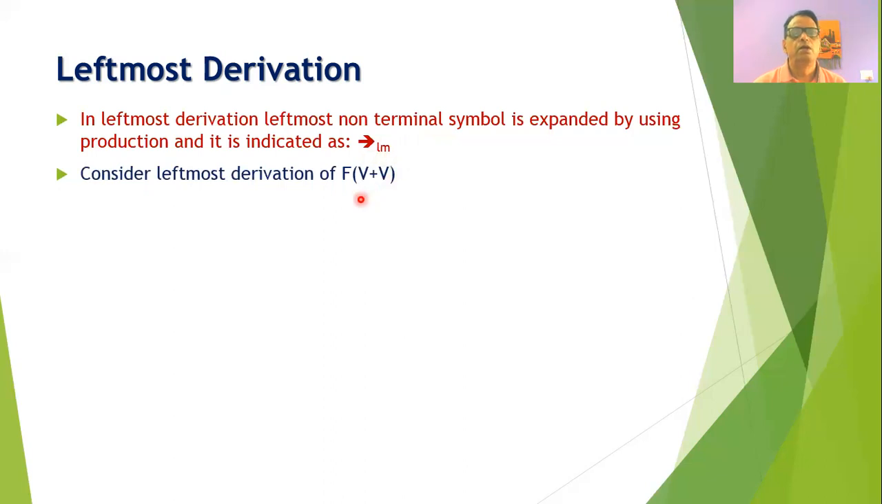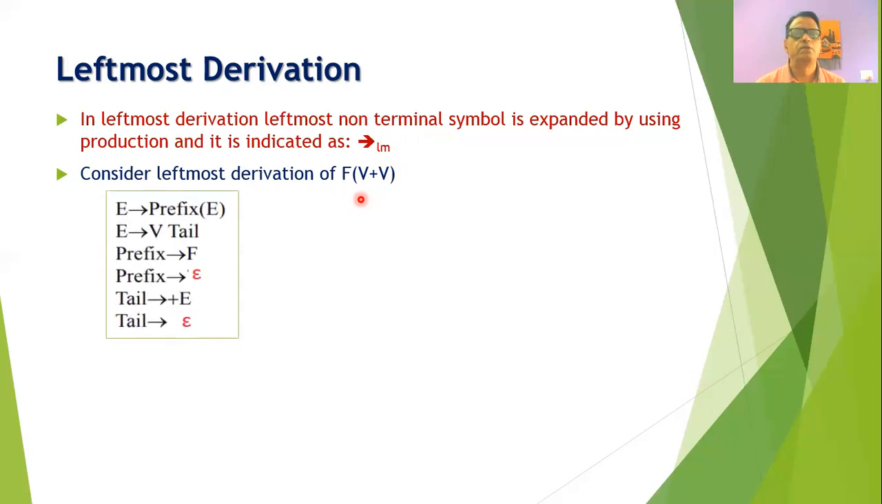For example, we want to obtain the leftmost derivation of the string f(v+v). Suppose we have been given a grammar having these production rules: E is defined as prefix E, E is defined as vtail, prefix is defined as f, prefix is defined as epsilon, tail is defined as plus E, and tail is defined as epsilon. Now, by using these production rules, it is possible to obtain the string f(v+v).